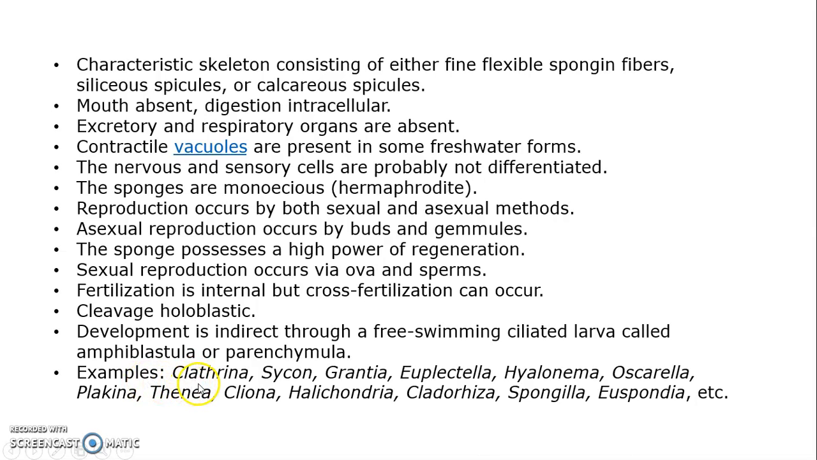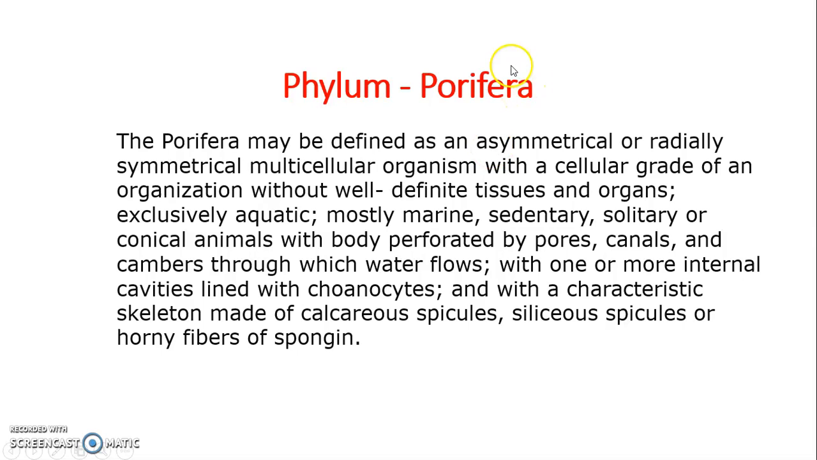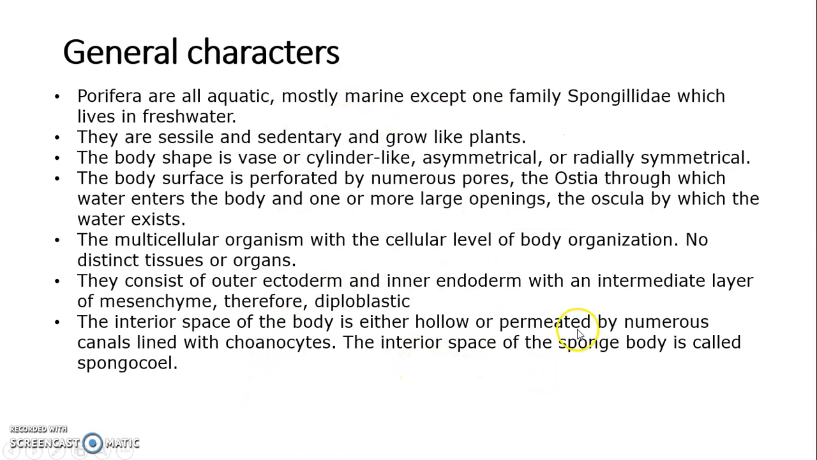Examples: Clathrina, Sycon, Grantia, Euplectella, Hyalonema, Oscarella, Plakina, Tethya, Cliona, and so on. These are the examples of Porifera. The peculiar character is that these Porifera contain pores on the body, have a cellular grade of organization, and are multicellular organisms. These are the peculiar characters of Porifera, and these are the general characters.